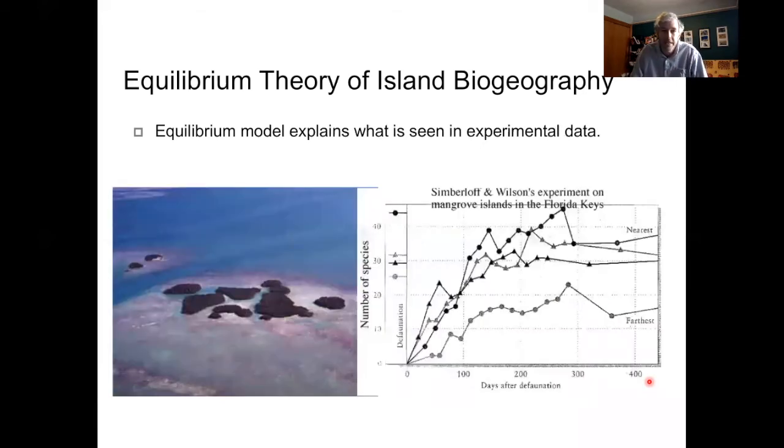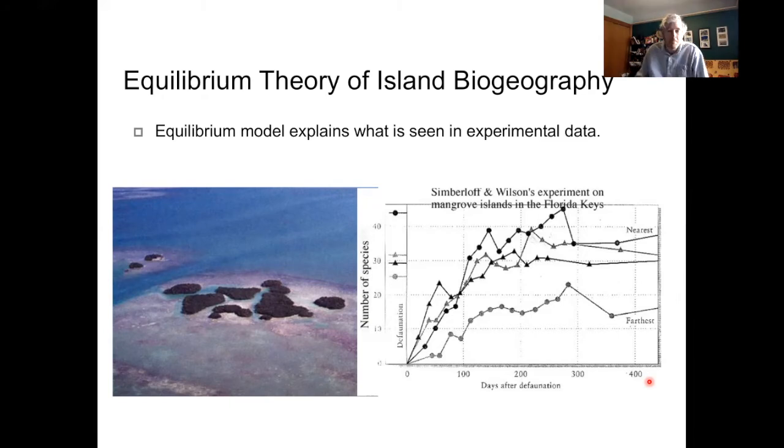The same principle was shown again a little bit closer to home. These are figures taken from a paper by Simberloff and Wilson's experiment on mangrove islands in the Florida Keys. They conducted an experiment that you would never get away with nowadays. They went to these islands in the Florida Keys, cut down all the trees and removed all the plants off the island. They literally defaunated them, so killed everything on them, basically.